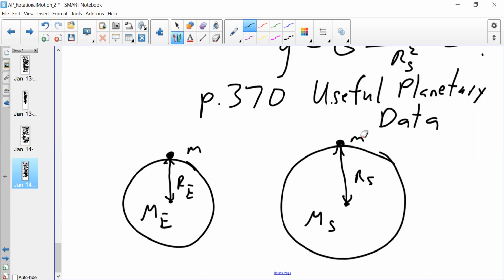Okay, so basically, go to any planetary body, and you can use the universal law of gravity to get the gravitational fields anywhere.